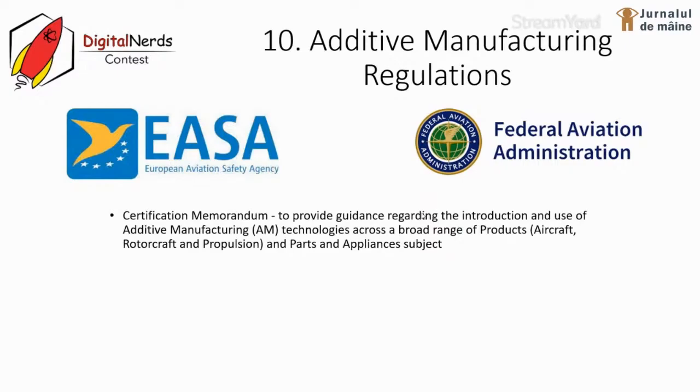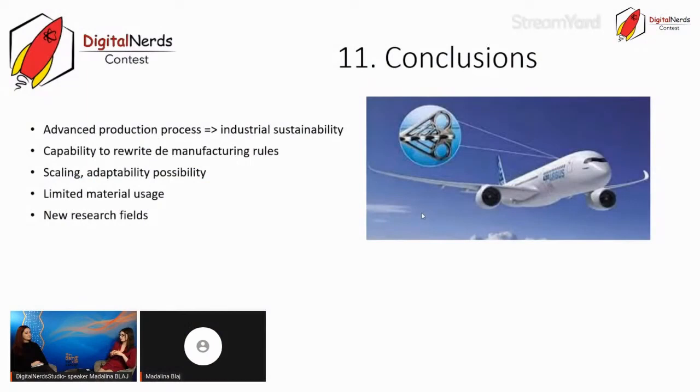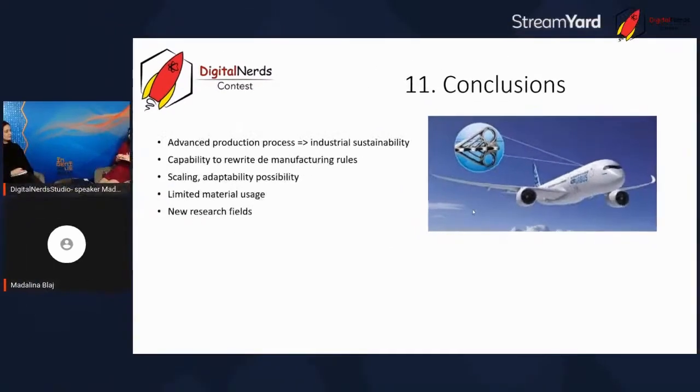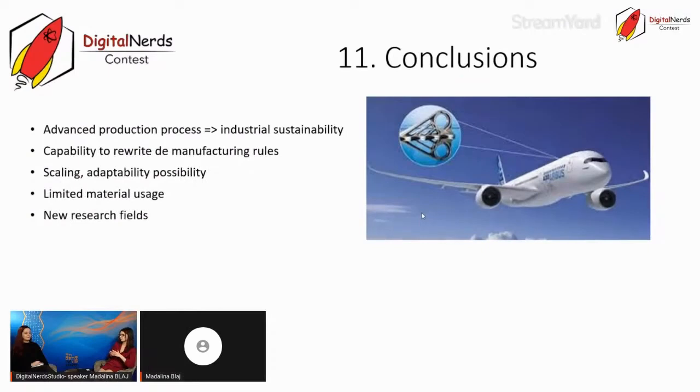Okay, and conclusions. Here is that airplane that I mentioned before, the Airbus 350. One of the most important conclusions is that we have one of the most advanced production processes, and it offers industrial sustainability and the capability to rewrite the manufacturing rules. This also offers the possibility of scaling and adaptability. And one of the main resource benefits is that we are going to limit the material usage.